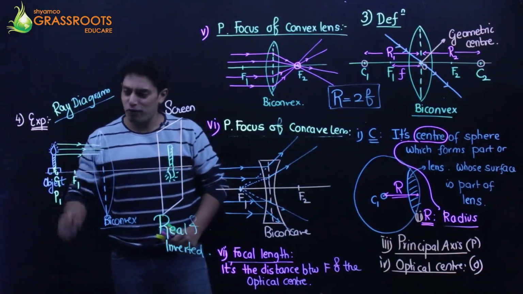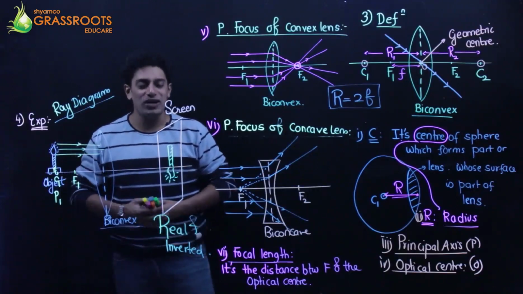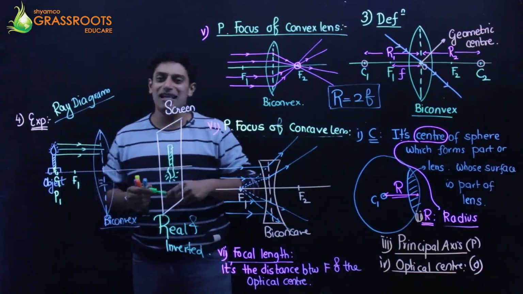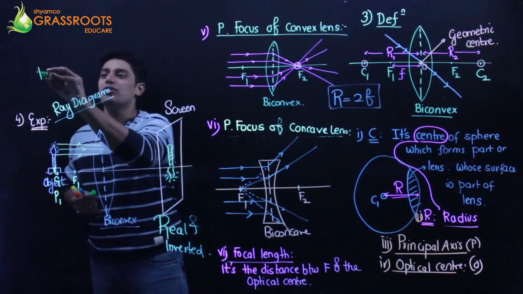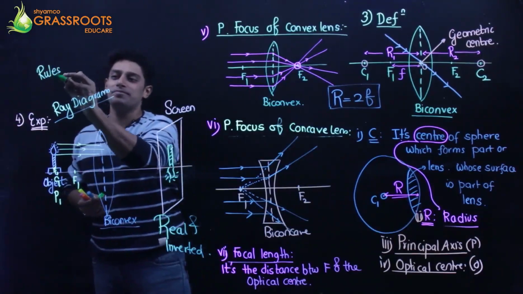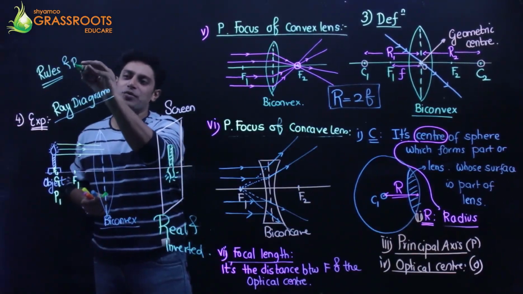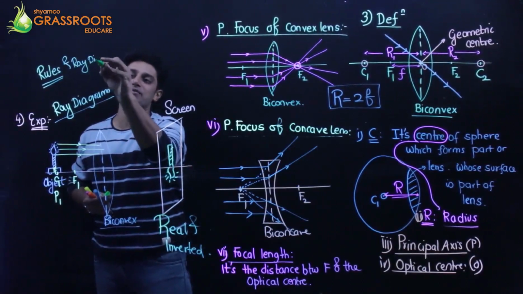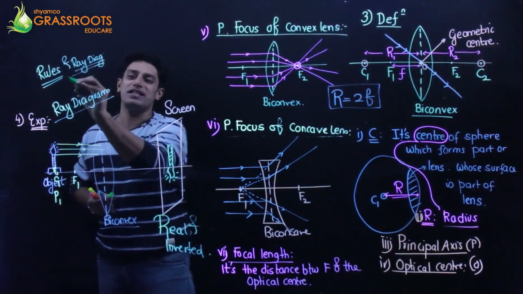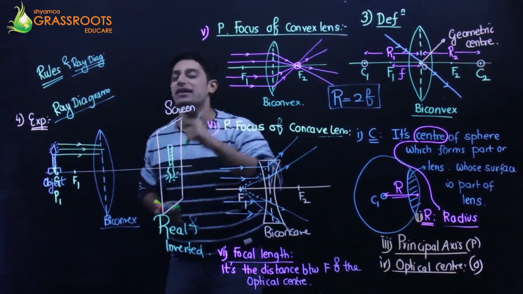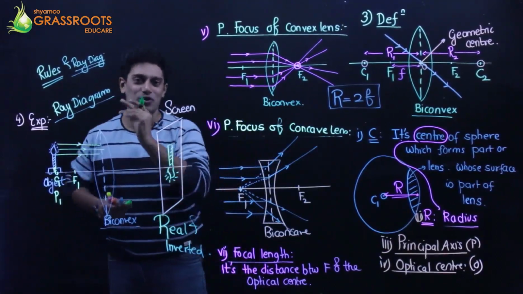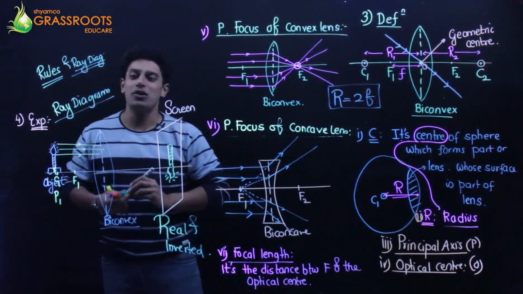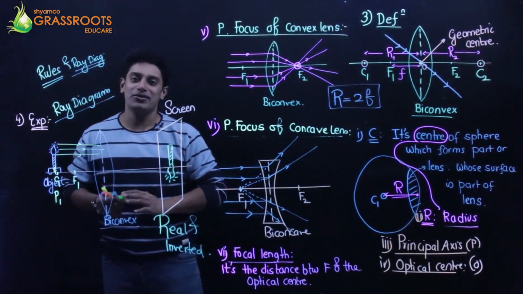So with the help of this experiment, we are now going to study, and my next answer, rules to draw ray diagram, and we will draw ray diagrams. We have around 5 to 6 ray diagrams for convex and 2 ray diagrams for concave. So let's go through the rules followed by the ray diagram.